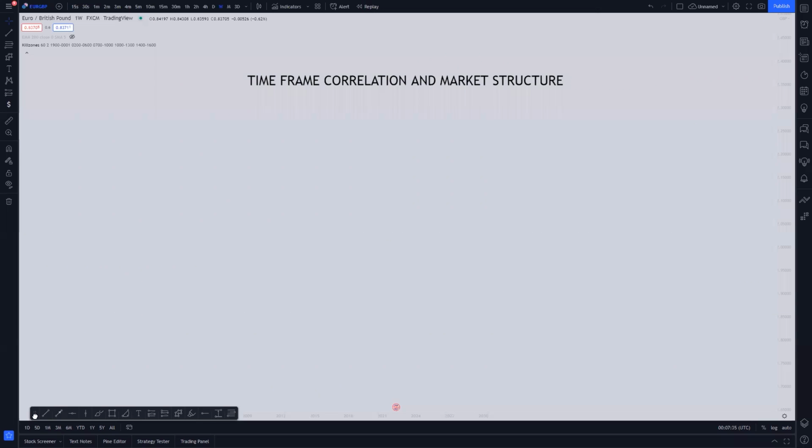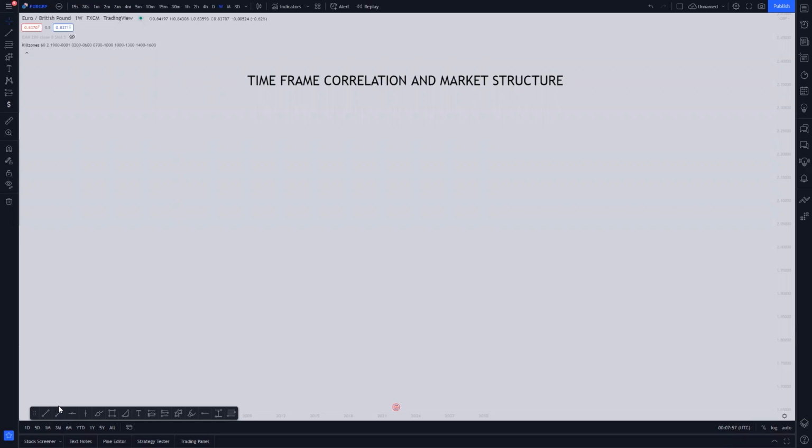All right, so today I want to quickly demystify the concept of time frame correlation and market structure. This is one concept in Forex trading that a lot of people can't really put together. They can't really relate them together and they get confused about it. They know the concept of market structure.